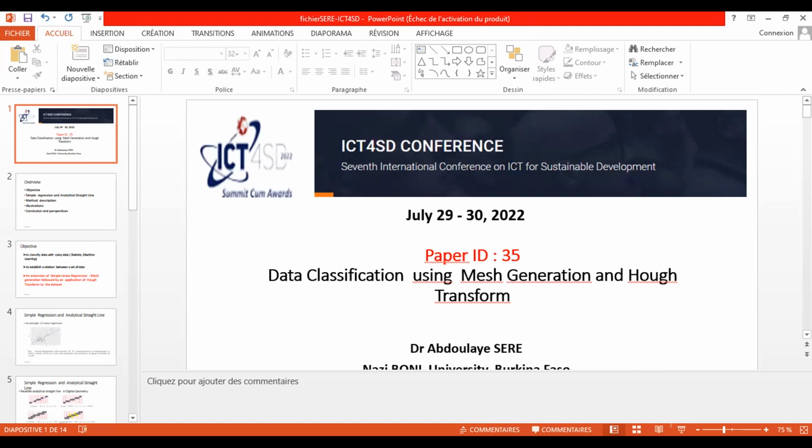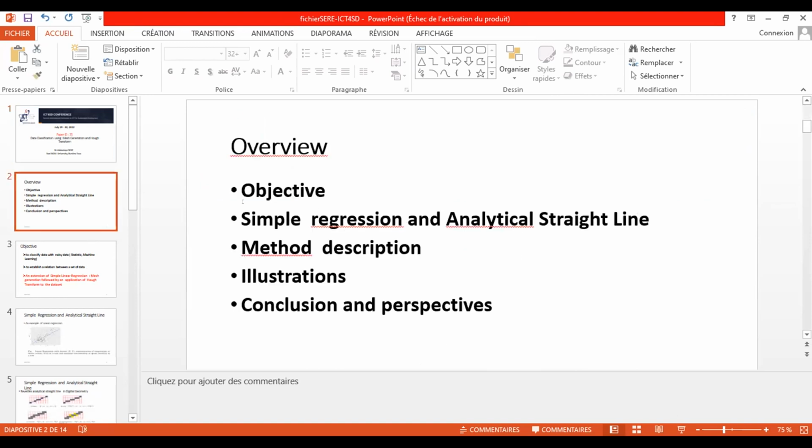Okay, now I present my topic related to data classification using mesh generation and Hough transform. In the overview, I'll present the objective of this work, simple regression analytical line, method description, and illustration of our method.